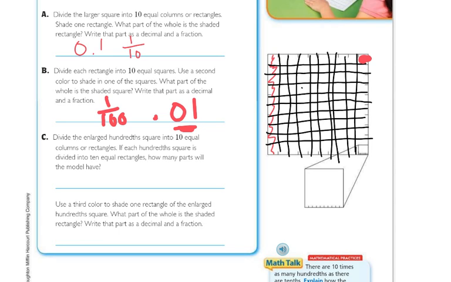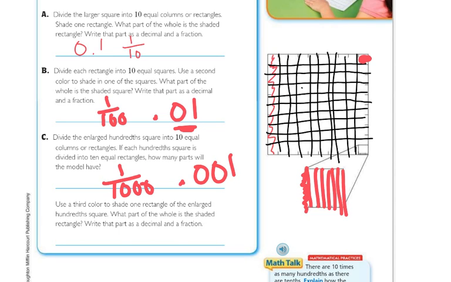Okay, now let's look at the next one. Divide the enlarged hundredth square, so this one right here, and I'm going to use this one to make it bigger, okay? And into 10 equal rectangular columns. If each hundredth square is divided into 10 equal rectangles, how many parts will the model have? So now I'm taking this one that was representing the 1/100th, and I'm going to divide it up into 10 equal parts, and I'm not doing a very good job. And then if I were to color that one little part in there, now I'm going to have 1/1000ths or 0.001. Because remember, that's in the thousandths place, so 1/1000ths.